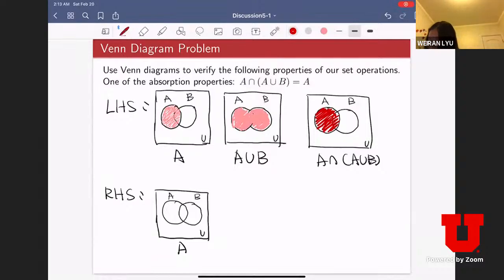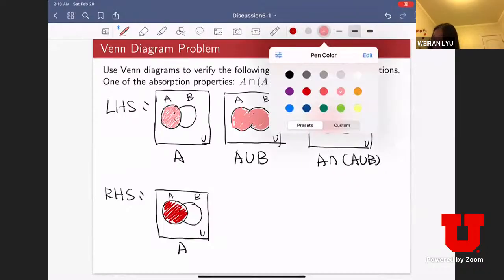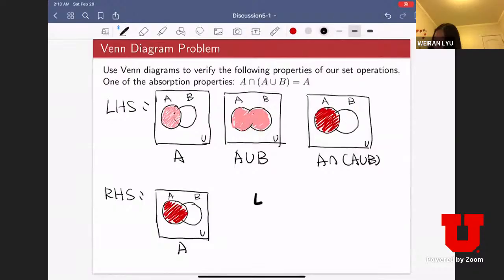And similarly for the right-hand side, for A itself, it's still going to be the set A itself. Okay, and then you can tell from the Venn diagram that your left-hand side is equal to your right-hand side, and thus they are equal.